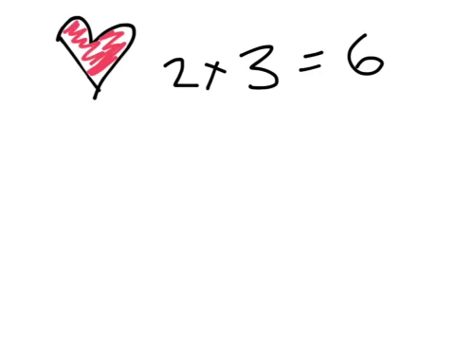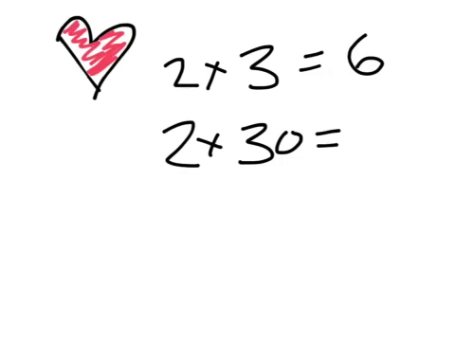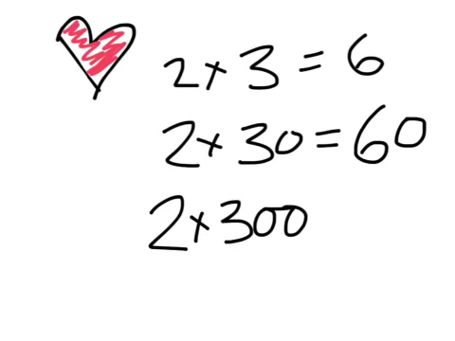Let's look at something like 2 times 3. That equals 6. Great, but I wonder if you know this one. If 2 times 3 equals 6, then 2 times 30 is going to equal 60, and that means that 2 times 300 is going to equal 600.